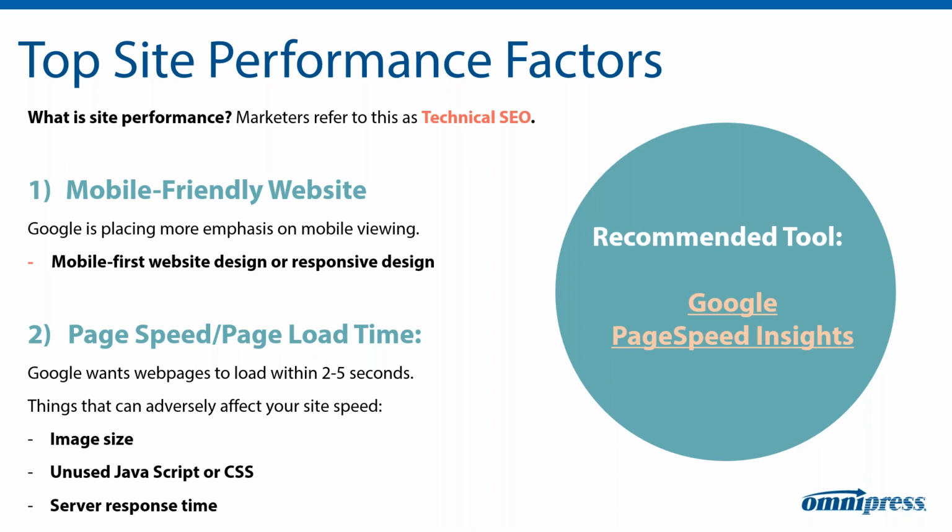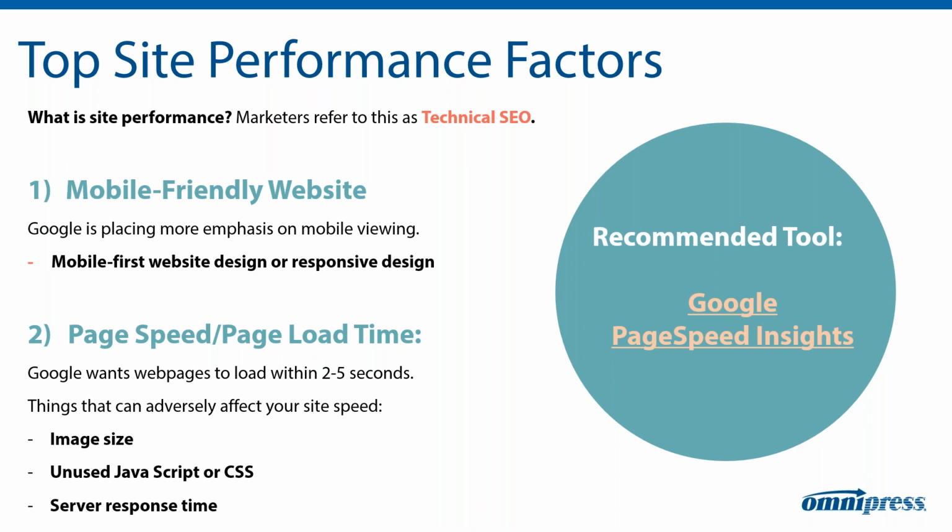Page speed and load time. So Google wants your pages to load within 2 to 5 seconds. That's pretty fast. So if you have large images that you're trying to load on mobile, for instance, that could really be dragging the speed of your site down, as well as unused JavaScript or CSS code, and also your server response time. Let's say your server is having issues all the time and it's always going down or it's slow. You may want to consider switching providers or looking into that, because page speed is going to be really important to Google.